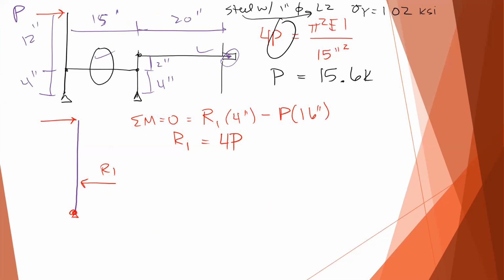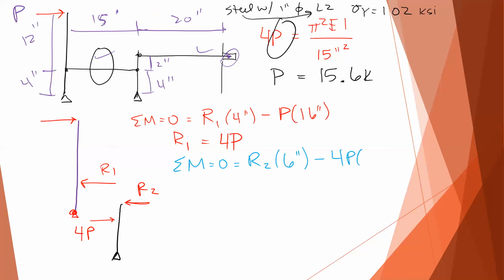And I can do the same thing for the other member. Now I need to look at its free body diagram. I know that there's this force coming in here that's equal to 4P. And then I have a reaction at the top. And if I take the sum of my moments equal to 0, I can say that R2 times 6 inches minus 4P times 4 inches has to equal 0. So that means R2 is 16 over 6, 2.67P.